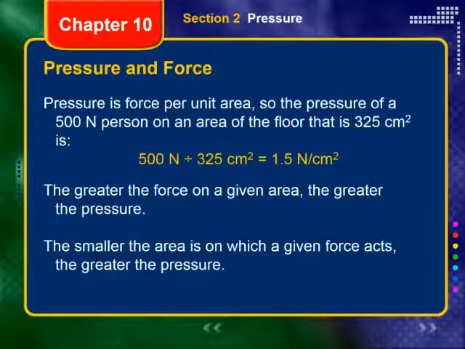We're going to take our force, which was the 500 newtons, and we're going to divide it by the area, which here, in this example, is 325 centimeters squared. And so we come up with 1.5 newtons per centimeter squared. The greater the force on a given area, the greater the pressure. But also, the smaller the area on which that force acts, the greater the pressure. So we can make the pressure greater by either making the force greater or the area smaller.